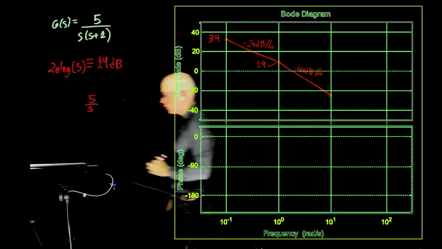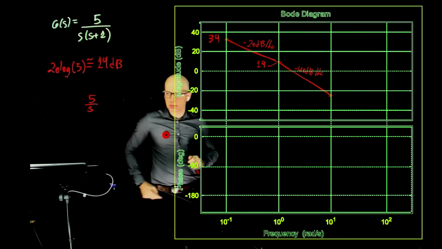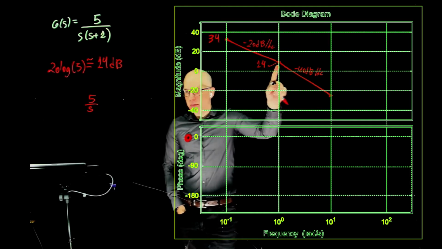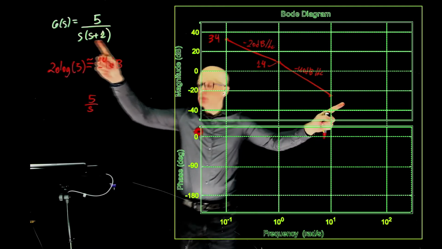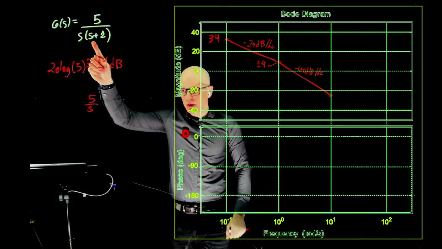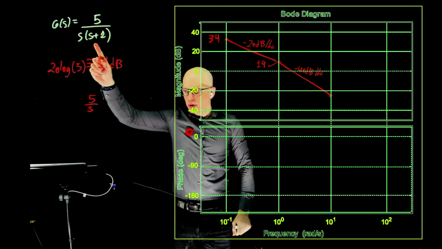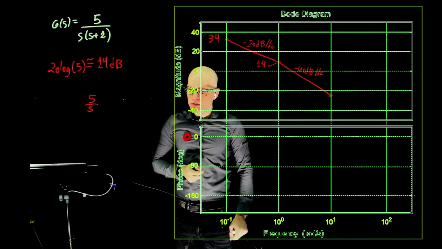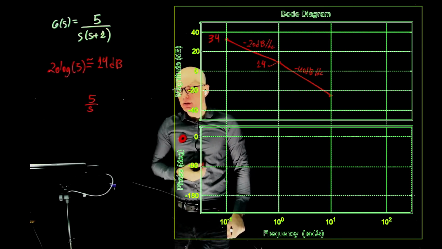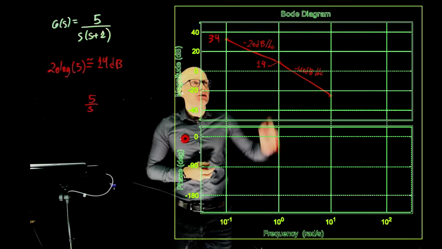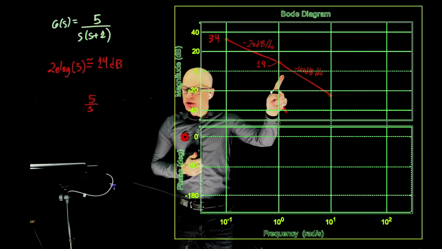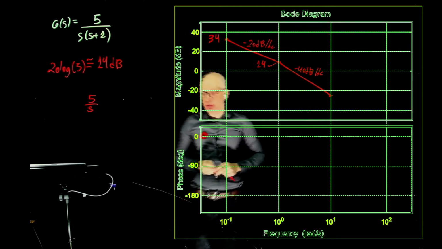But there's only one pole, so why is it negative 40 and not negative 20? Up to this point, there was one pole. Past this point, there is another pole at 1. Each pole contributes negative 20 dB. The pole doesn't make the slope negative 20 decibels per decade, it adds to the existing slope. The existing slope was negative 20. We passed by another pole, it's adding another negative 20, and now the slope becomes negative 40.